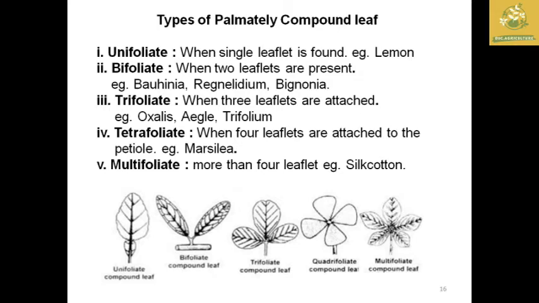And you can go for the types of palmate compound leaves. The first one is unifoliate compound leaf, where a single leaflet is formed from the petiole. And bifoliate, which is 2, tri means 3, tetra means 4, and multifoliate, where there are more than 4 leaflets. So these are the different types of palmate compound leaf.